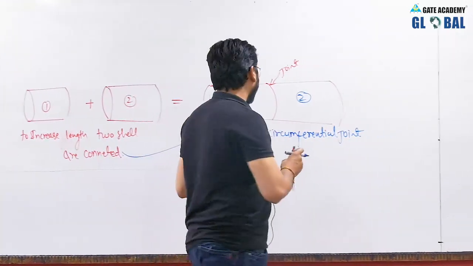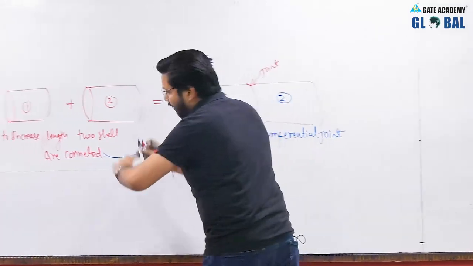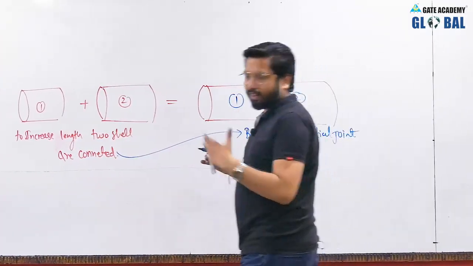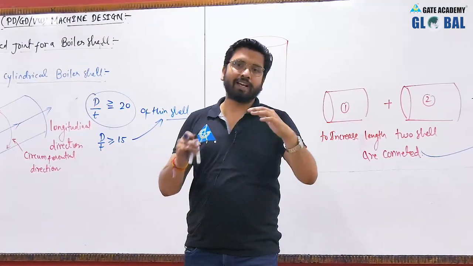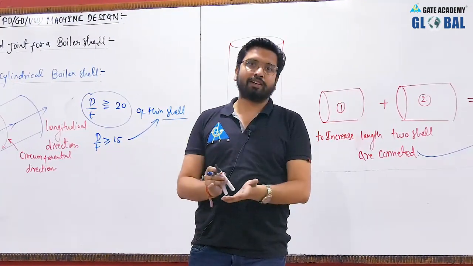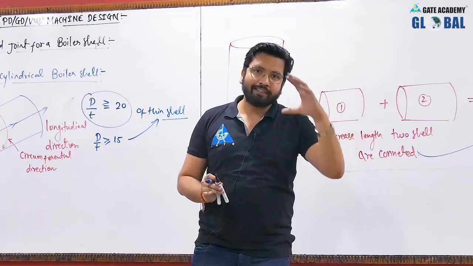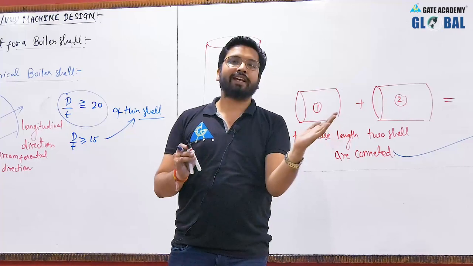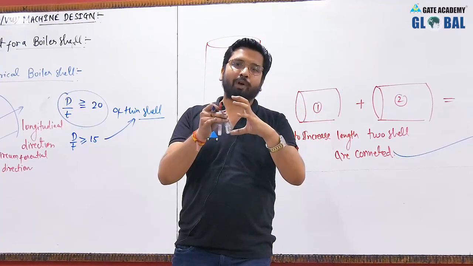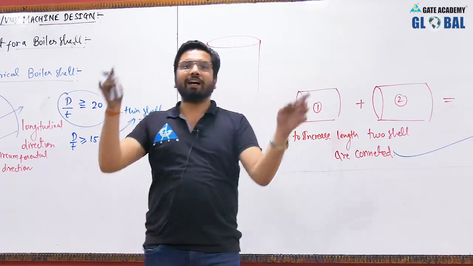Now if the internal diameter is very high, it is not possible for us to make a large diameter in one stretch. We will have two semi-cylinders, that means two halves, and they will be connected by a proper joint so that we have a shell.